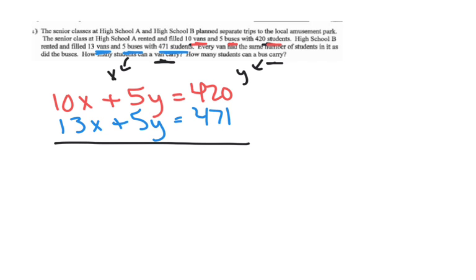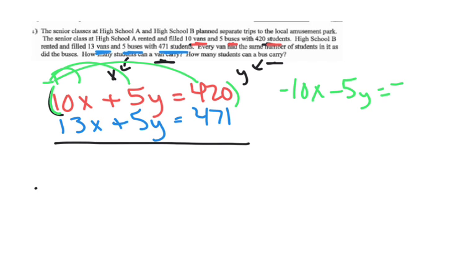So we want to be able to add straight down and have something cancel. So let's take this top equation and multiply it by -1. So -1 times 10 is -10x. -1 times 5 is -5y. -1 times 420 is -420. We'll bring this bottom one straight over. We didn't change anything about it. Okay, and now we can add straight down.